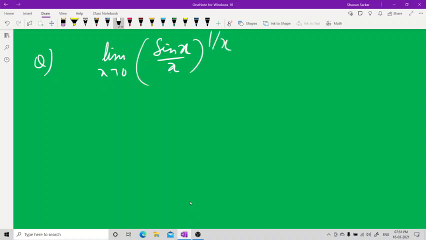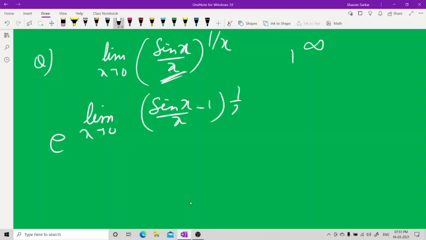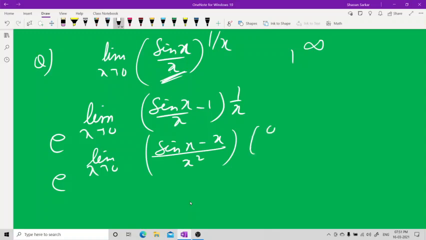Now another question is like this. Question: limit x tending to 0, (sin x upon x) whole to the power of 1 upon x. Now this is that f(x). This is 1 to the power of infinity in the limit. So write e to the power of limit x tending to 0, (sin x upon x minus 1) into 1 upon x. Now e to the power of limit x tending to 0, (sin x minus x) upon x square, and this is nothing but 0 by 0 form.